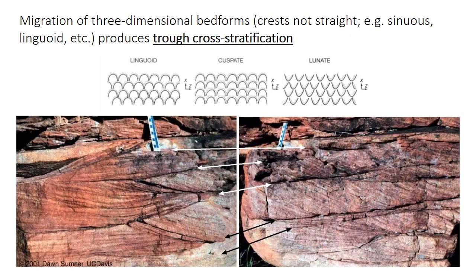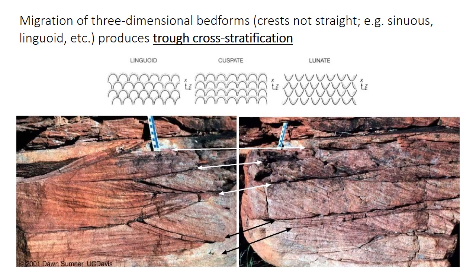If the bed form crests are not straight, so they can be sinuous or can have a variety of more complicated shapes like these linguoid or cuspate or lunate bed forms, the bed forms are called 3-dimensional or 3D. As a general rule of thumb, 3D bed forms are thought to be higher energy features than 2D bed forms.